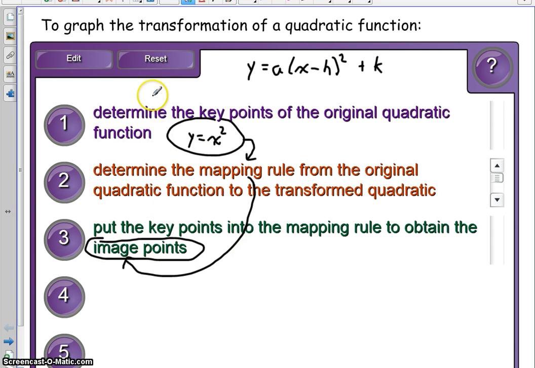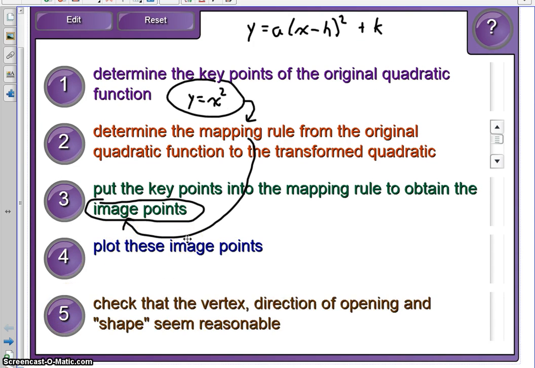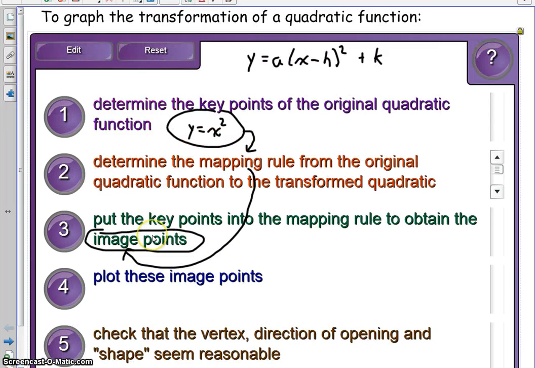Once you have that, it really becomes very simple to get your graph because you'll have your points, then you can plot them on the grid. The only thing that's left is to double check to make sure you haven't made a mistake by checking that the vertex is in the right spot, that the direction of opening seems to make sense based on your a value, and that your overall shape looks like a quadratic. If you have a graph that looks a little bit off in terms of shape, you've probably made a mistake somewhere, either with the plotting or with the mapping rule or calculations. So just things to keep in mind there.